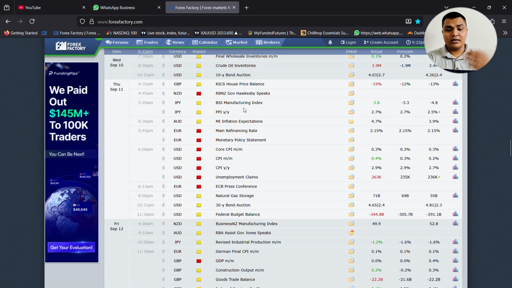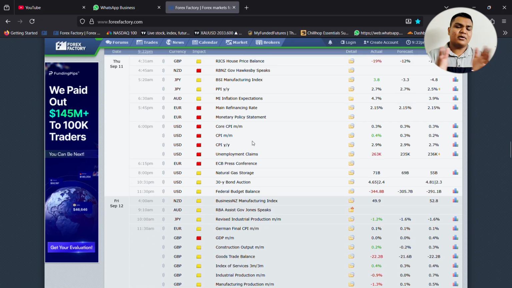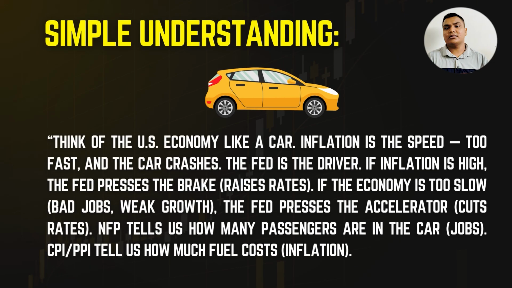Okay, so in simple words, how can you understand the US economy, interest rates and the FOMC with a simple example that you can easily relate to? For that, I have taken one example to improve your understanding. Think of the US economy like a car, where inflation is the speed. If it is too high or too fast, the car may crash. The Fed is the driver: if inflation is high, the Fed presses the brake and raises the rates.